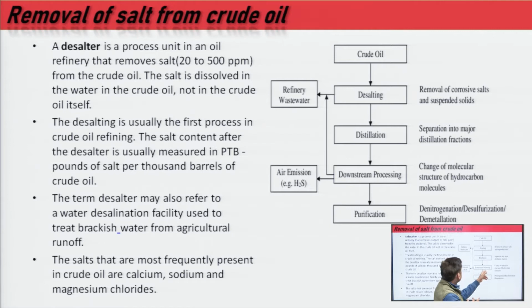Then downstream processing, meaning the change of molecular structure of hydrocarbon molecules, is known as downstream processing, and it emits some emissions, and then we go for purification: denitrogenation, desulfurization and demetallation. So, these are the steps for converting the crude oil to a useful form of fuel.